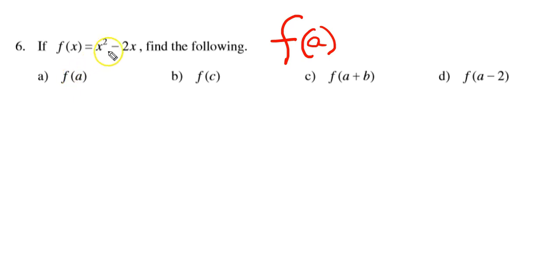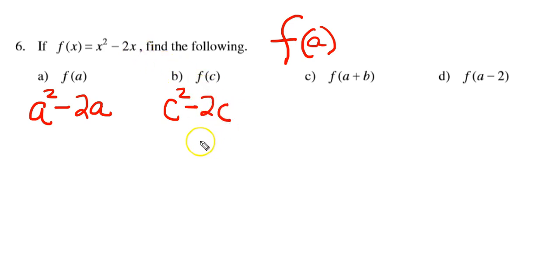Well, we have to put the a where the x is. So this is going to become a now to the second, because we're substituting the a for the x, minus 2a. And that's all. Now here they're asking us to substitute a c for the x. So this will become c to the second minus, substituting the c for the x, 2c. Now here it gets a little more challenging because they're asking us to substitute an a plus b for the x. So as we start that, we're going to go a plus b, that is for the x that we have to square, and this will be minus 2, and we substitute the a plus b for the x.